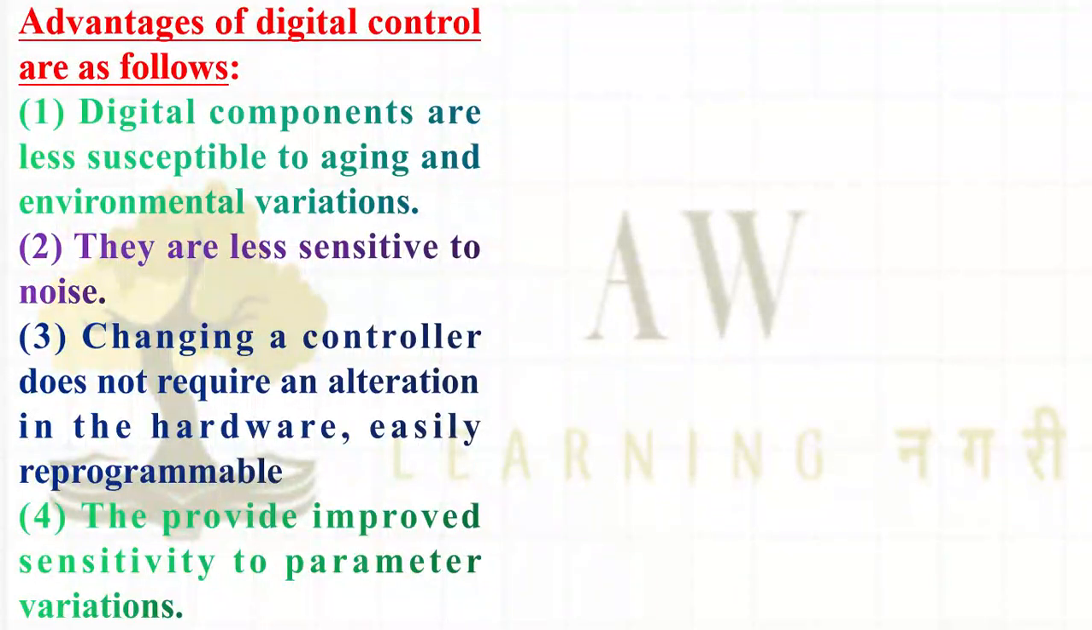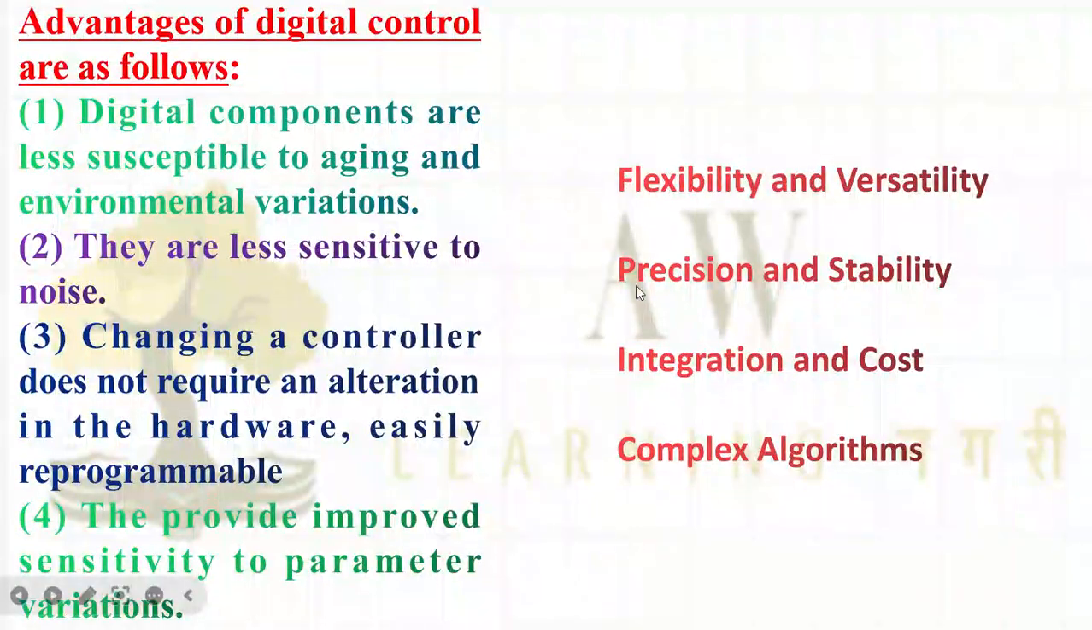There are some other advantages: flexibility and versatility, then precision and stability. Digital control is very stable once you program it. You just need to be efficient while programming and designing the controller properly. Once you have done that, your controller is very robust and stable.